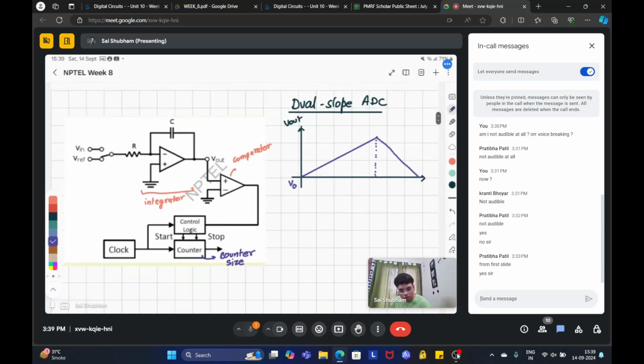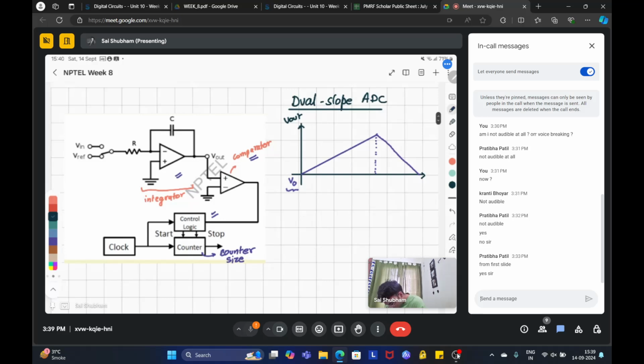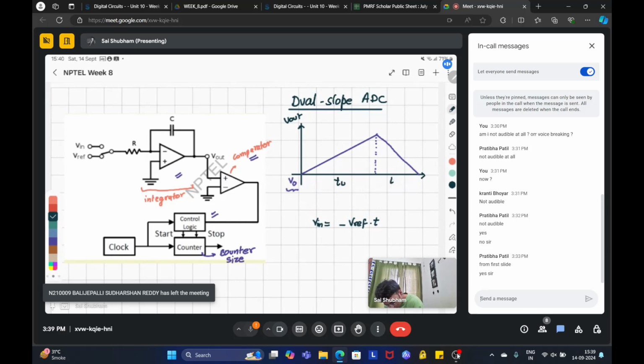So the next type of ADC is the dual slope ADC. In this case, you have an integrator circuit that keeps on integrating whatever input you give with time. Then you have a comparator circuit. This is fed to your control logic, and it will keep on counting. So the V in is basically, this is your T up and this is your T down.